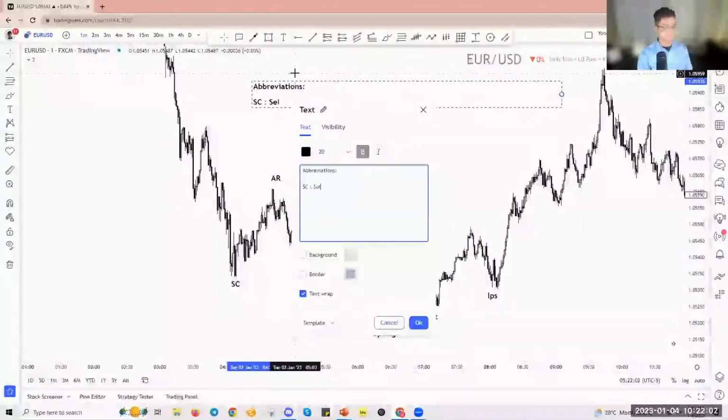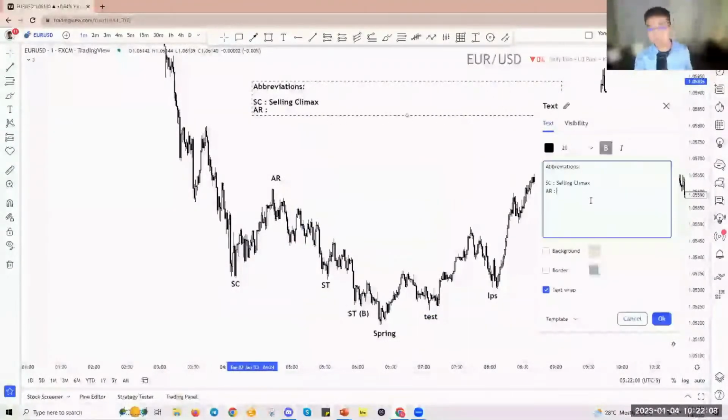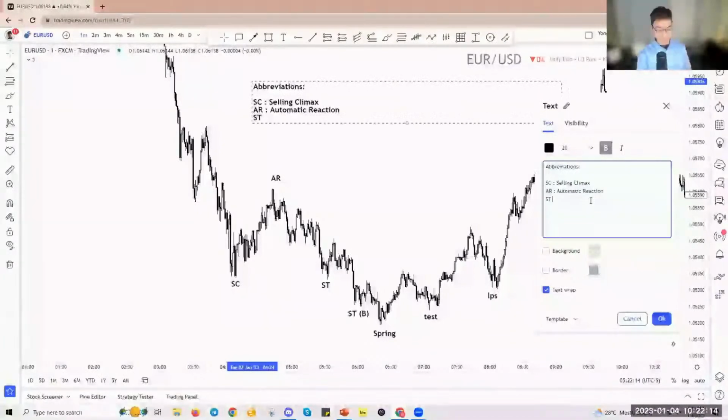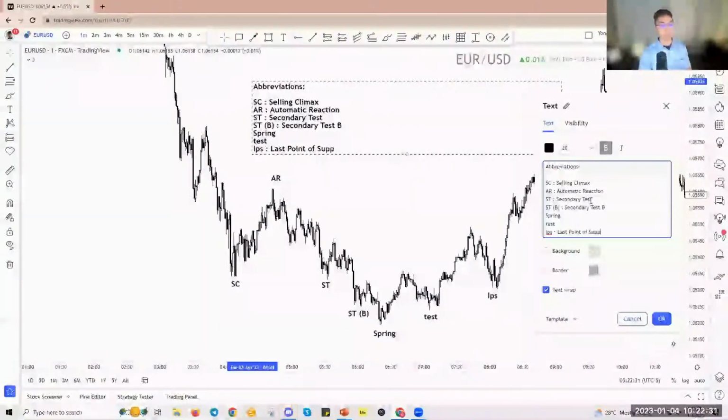SC means selling climax, AR. Please write it down while you guys are watching. AR means automatic reaction. ST means secondary test. STB means secondary test B. Spring just means spring, test means test. LPS means last point of supply.